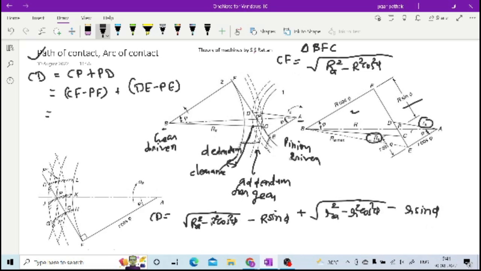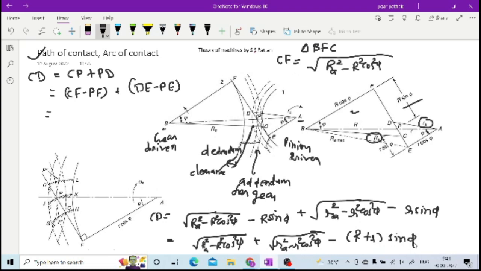Right, so this is how you are having this particular path of contact. If you further simplify, you can write it like RA square minus R square cos square phi, plus RA square minus R square cos square phi, minus R plus R sin phi. So once you have this, then you can calculate what we can say is the path of contact.